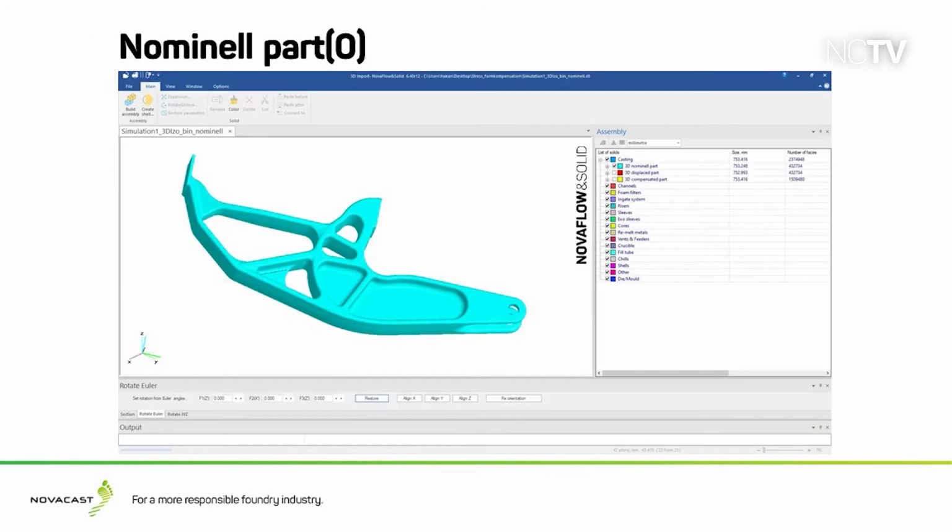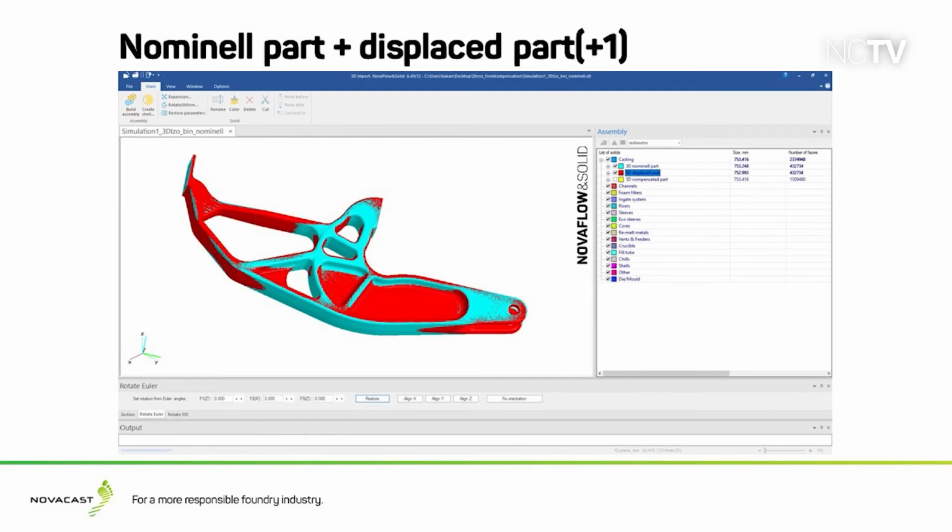So here's the nominal part. I have done it like this. I have exported the nominal part, displaced part, and the 3D compensated part after the simulation. So I have done all parts here in order to understand. This is the first simulation, and this is the second simulation when we have sent out the -1 part. If we look here, we can see that the blue part and the red part are not really coinciding, and that's because the red part has moved or shrunk and moved in some different directions.